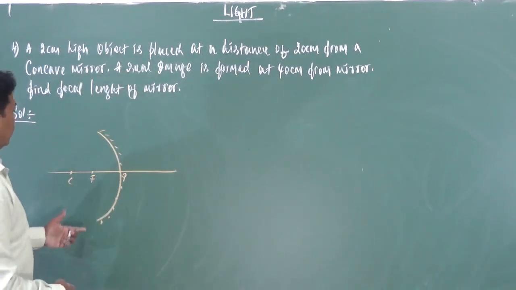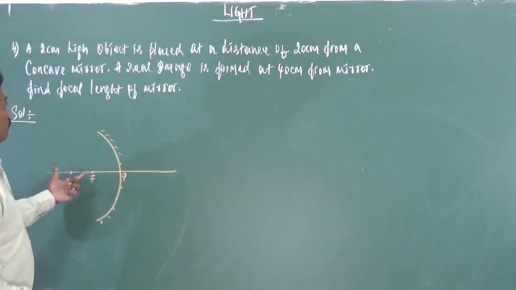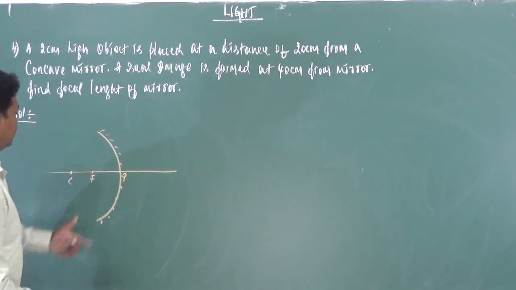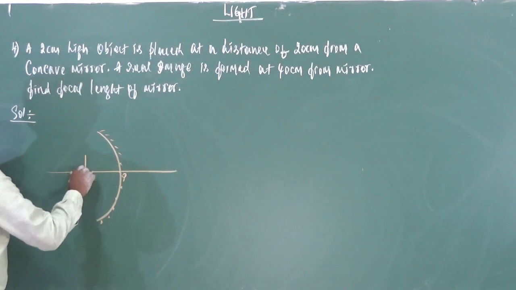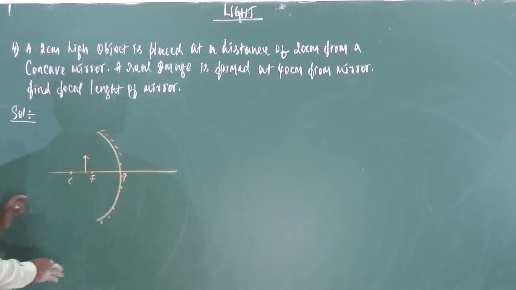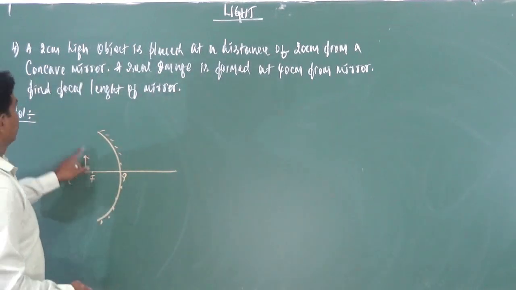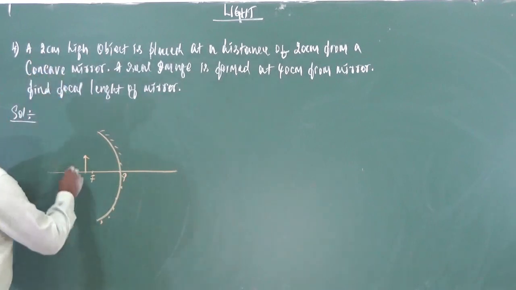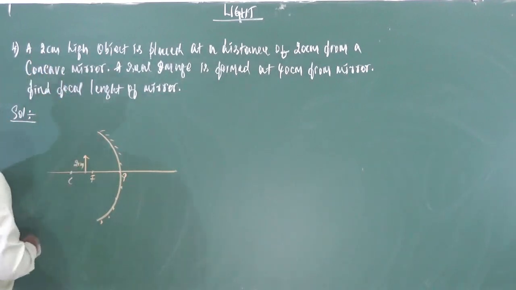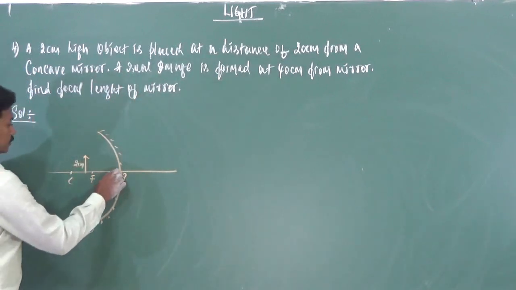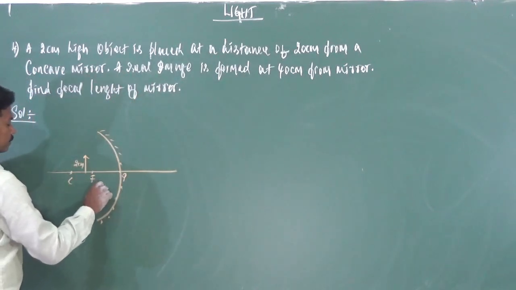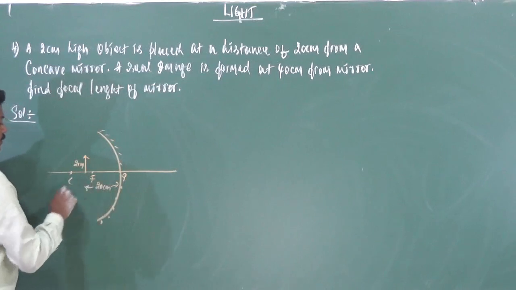So therefore, I cannot tell you where to place the object here. So maybe I will take somewhere here. I don't know actually, because I do not know the focal length for reference. So the object is 2 centimeter high. The object is placed at a distance of 20 centimeters from a concave mirror. So this is 20 centimeters.